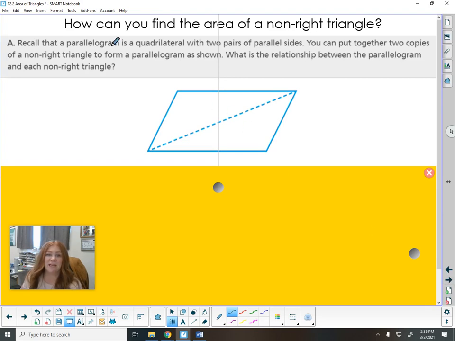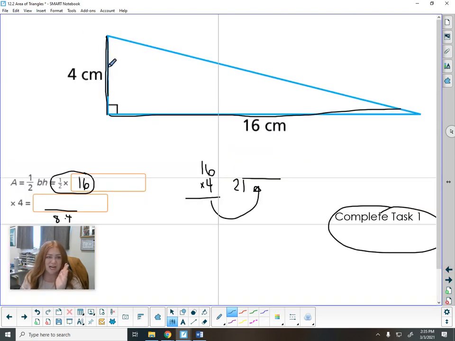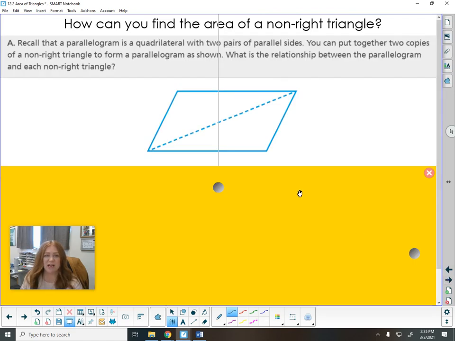So now we're going to look at non-right triangles. Before that, the height was already there. It went straight up and down for us. So now we're going to look at different types of triangles.